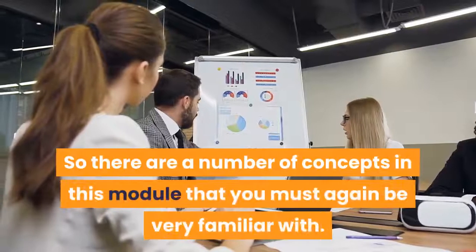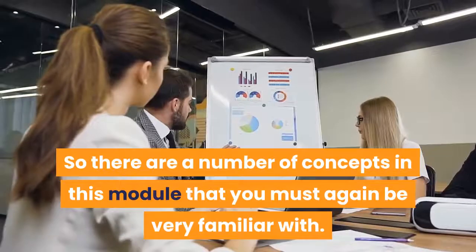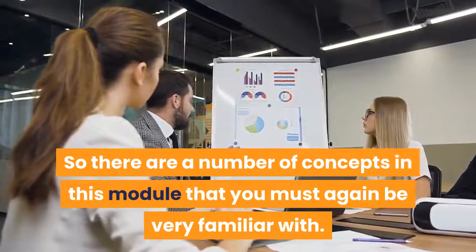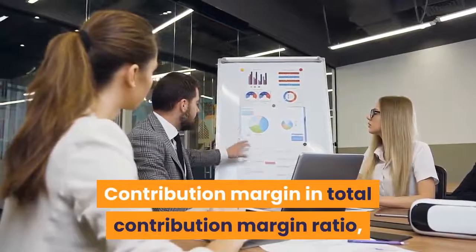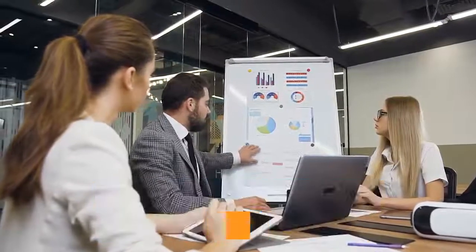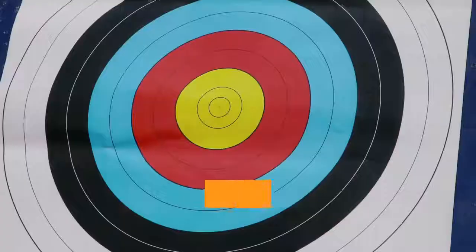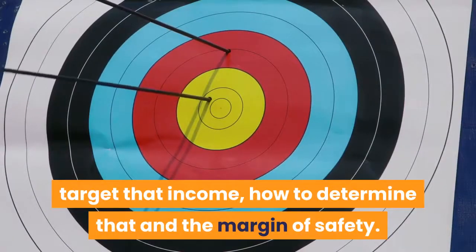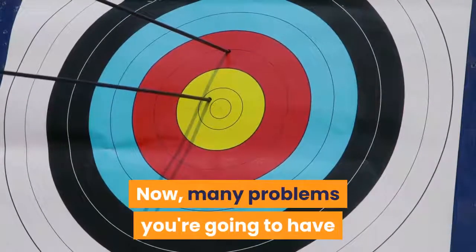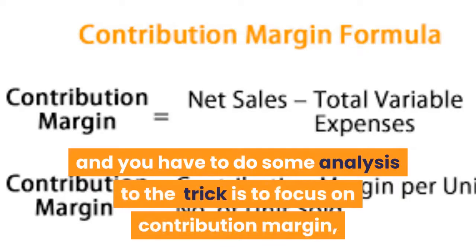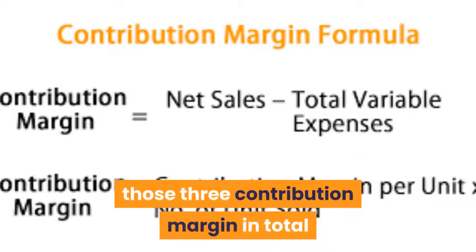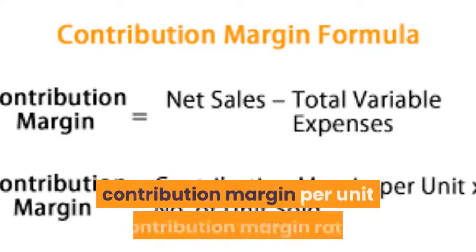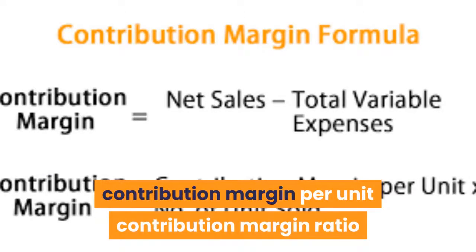So there are a number of concepts in this module that you must again be very familiar with: contribution margin in total, contribution margin ratio, contribution margin per unit, target net income and how to determine that, and the margin of safety. Now, many problems you're going to have require some analysis. The trick is to focus on contribution margin, those three: contribution margin in total, contribution margin per unit, and contribution margin ratio.